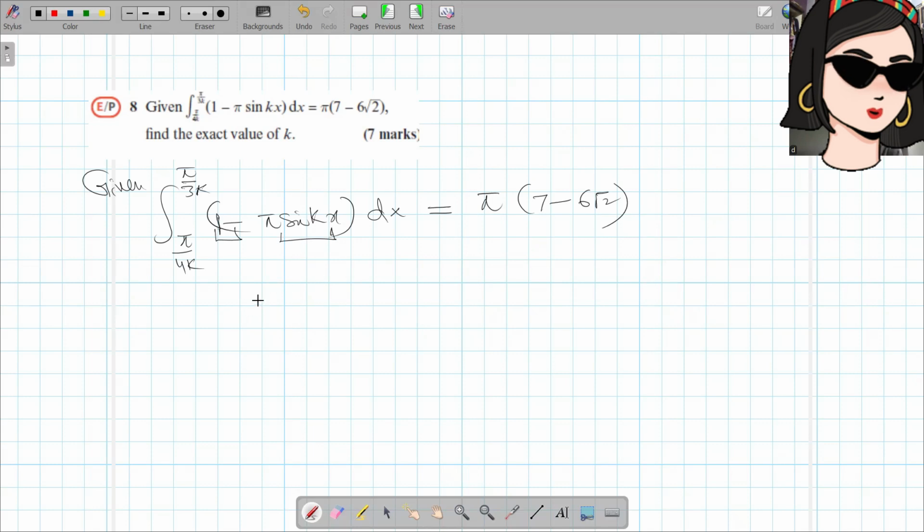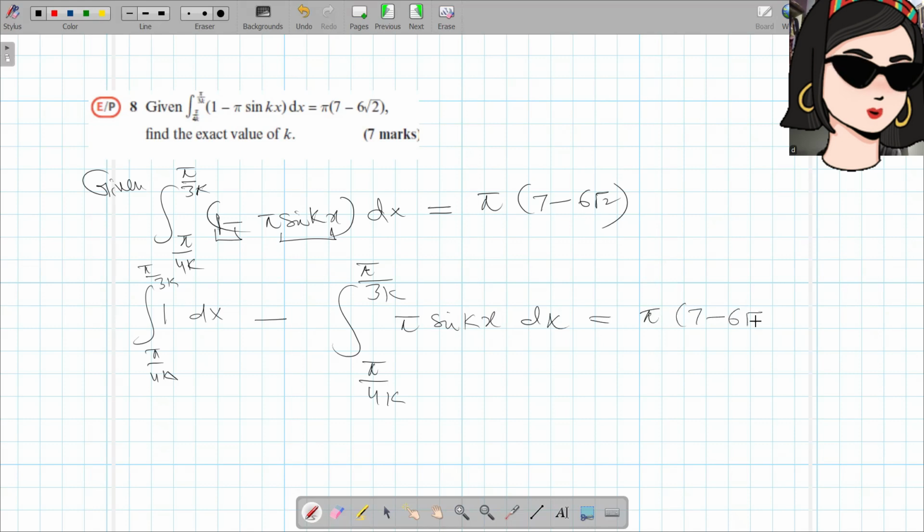So what we will do is integrate the two terms separately, integrate one separately with the same limits, and integrate the other term separately with the same limits. Any questions? Any problems? No, that makes sense.